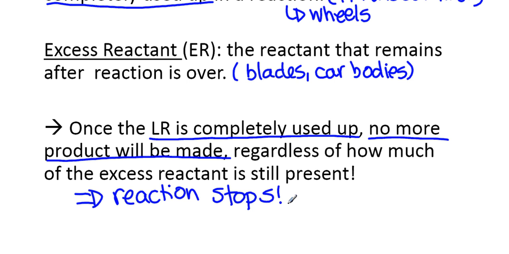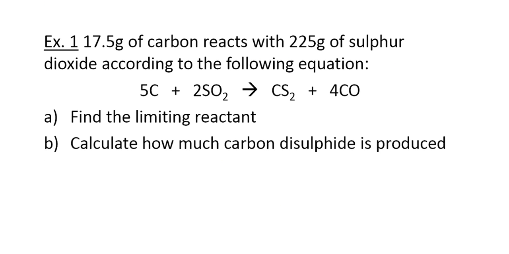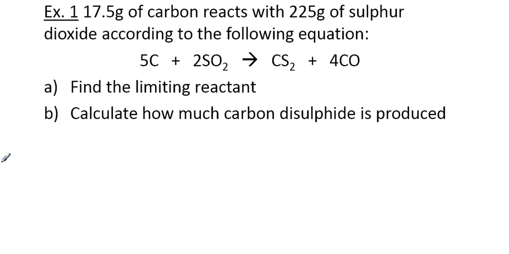So now what we're going to do is actually try the same type of thing, but with a stoichiometry problem. A lot of this problem is going to look similar to your stoichiometry, so if you need your stoichiometry roadmap handy, you can definitely grab that. But the part with the limiting reactant is the new part mixed in. So here's our question. We've got 17.5 grams of carbon reacting with 225 grams of sulfur dioxide. We have a balanced equation, always check. And we're going to do two things: find the limiting reactant and calculate how much carbon disulfide is produced.